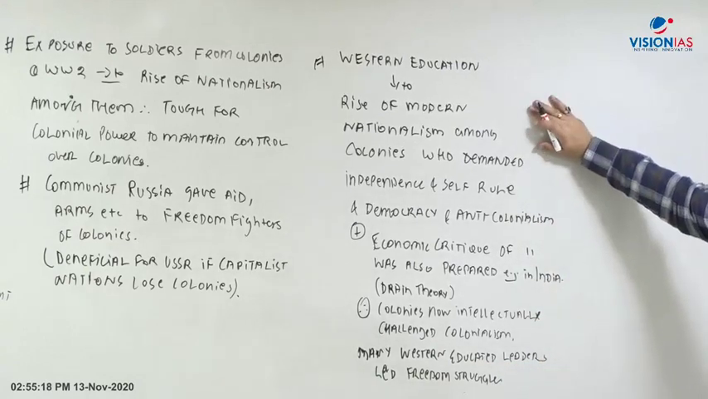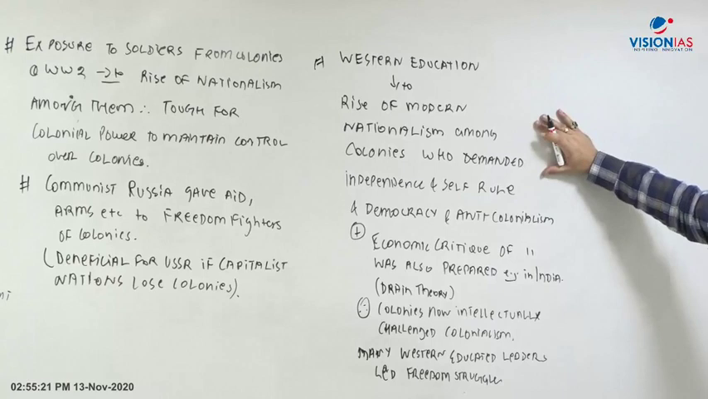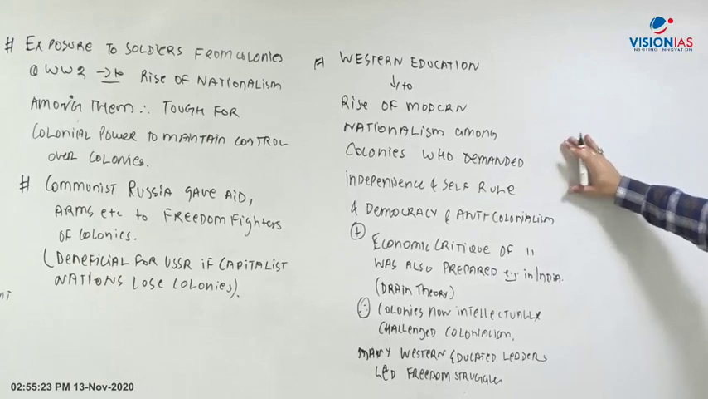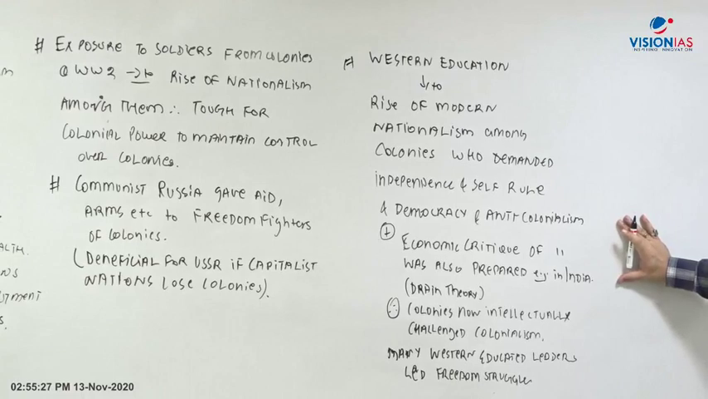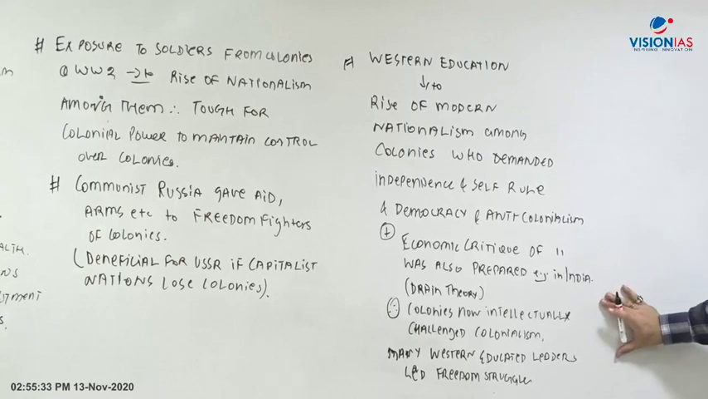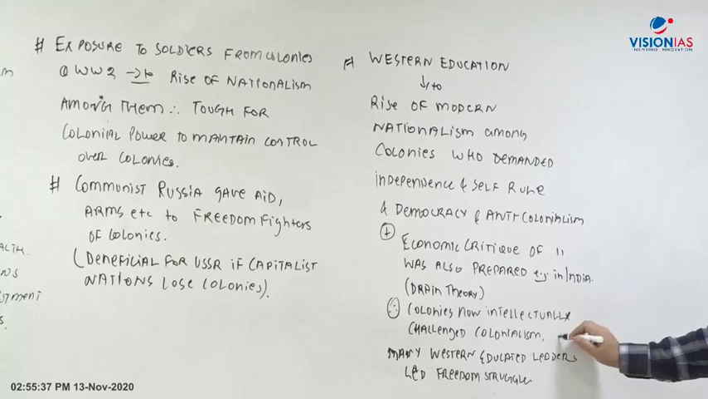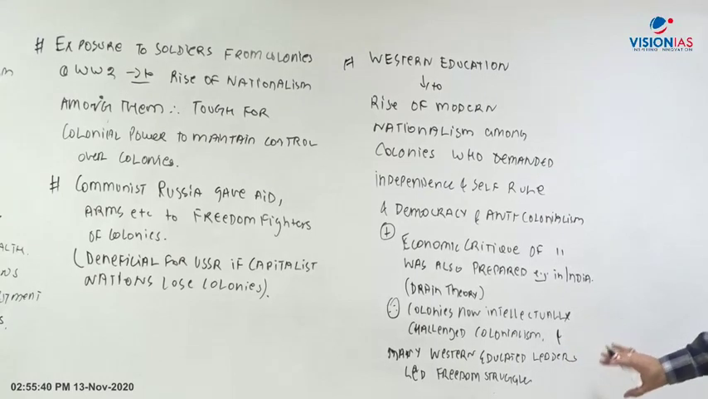Western education led to the rise of modern nationalism among the colonies, who demanded independence, self-rule, democracy, and anti-colonialism. Plus, an economic critique of colonialism was also prepared. For example, in India, the drain theory was given by Dadabhai Naoroji and the other moderates. Therefore, colonies now intellectually challenged colonialism, and many Western educated leaders led freedom struggles in different places.